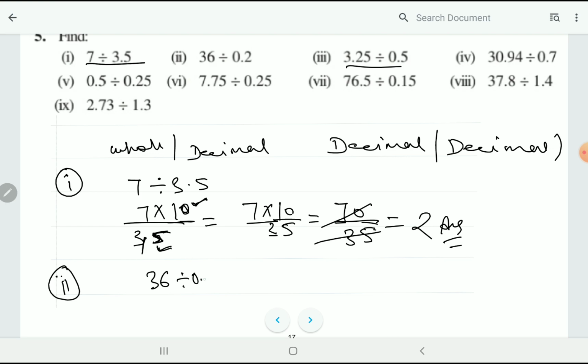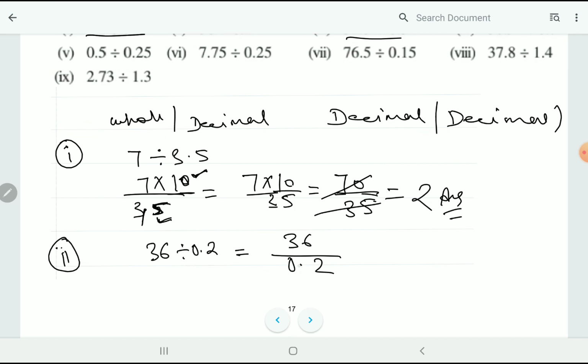36 divided by 0.2. Write the number as a fraction. There is a decimal number in the denominator. So first of all, I will remove the decimal and multiply the numerator by 10, because there is only one digit after the decimal. That's why I will multiply by 10. If there are two digits, then I will multiply by 100. So it depends: you will multiply by 1 followed by as many zeros as there are digits after the decimal in the denominator.